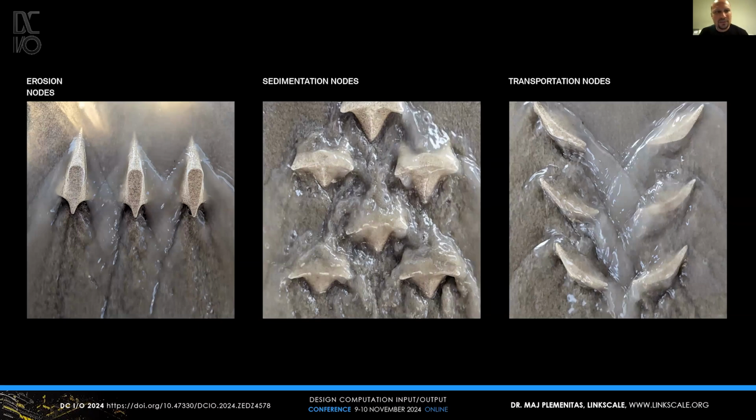So to structure those strategic inputs into three categories, I can mention them as erosion nodes that locally accelerate the flow and promote local removal of material, sedimentation nodes that increase turbulence and reduce the velocity, therefore triggering the sedimentation of granular matter, and transportation nodes that allow us to transport that suspended medium over larger distances.